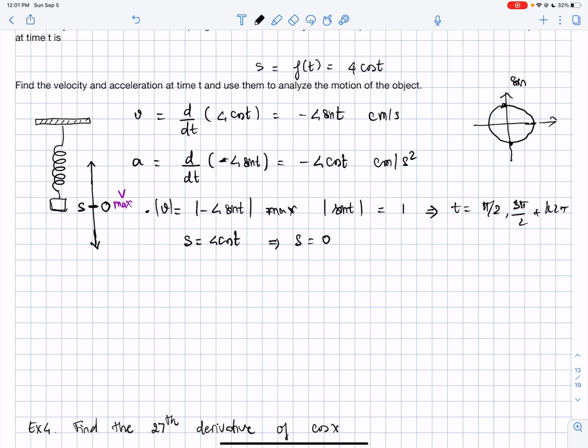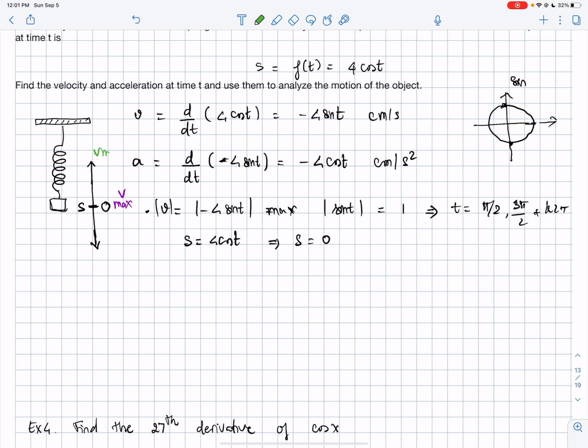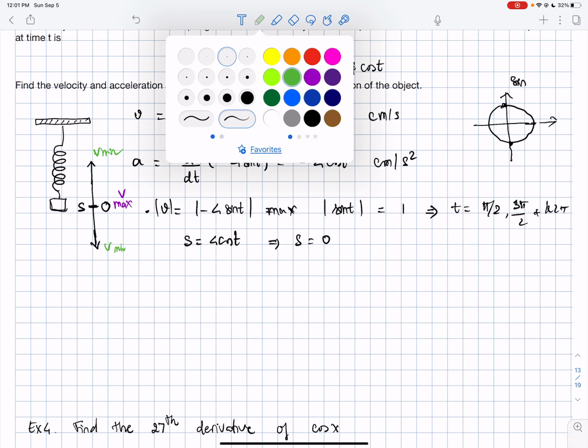Okay, so what happens if v is min? So v min will be at these 2 points. Why? Because at those 2 points, v will be 0 and then it will change direction, go down or go up. And when v is min, then the distance s will be max because it goes positive or negative, depending on the direction.